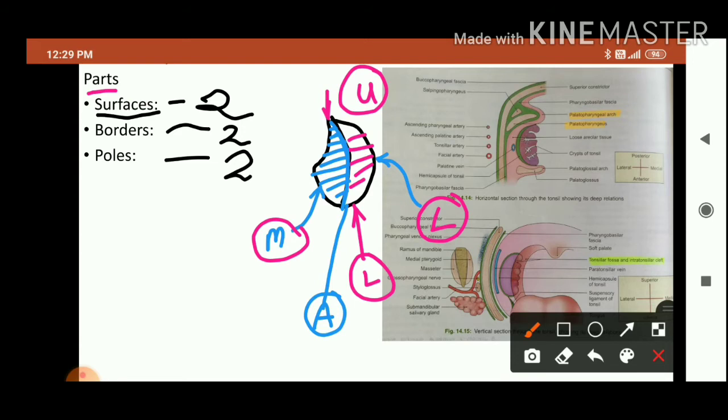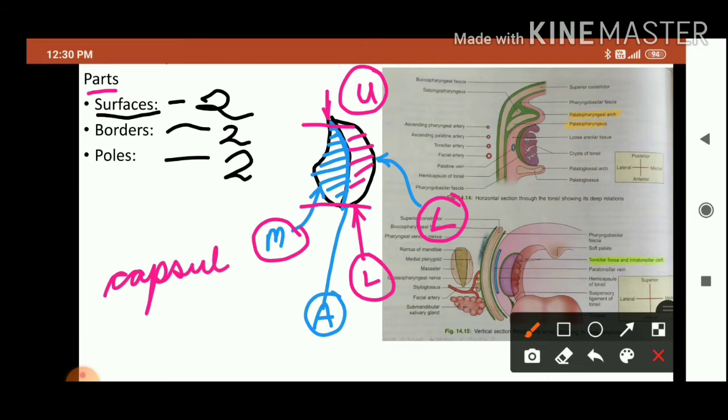Okay, after discussing the parts, now we come to the relations of the various parts of palatine tonsil. Now you always remember one thing, that the upper pole of palatine tonsil is related to soft palate. On the other hand, the lower pole is related to tongue. Okay, the lateral surface of palatine tonsil is related to the capsule.